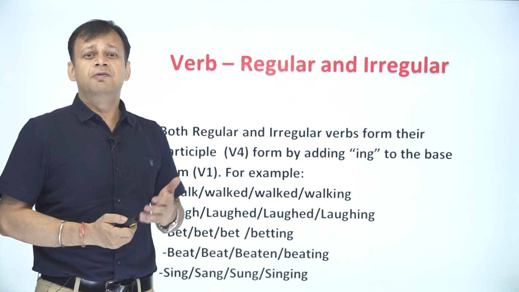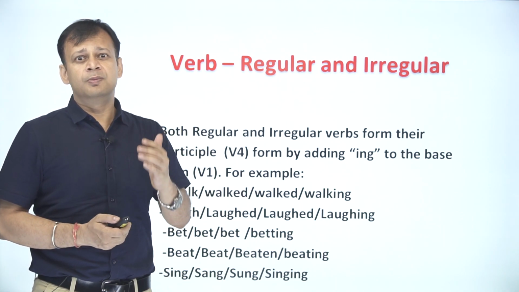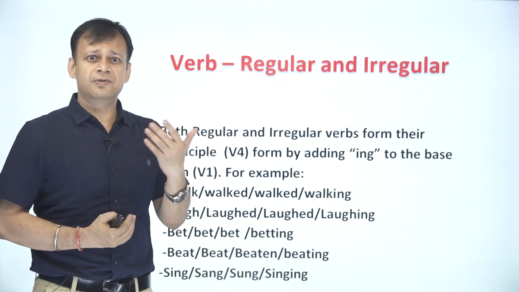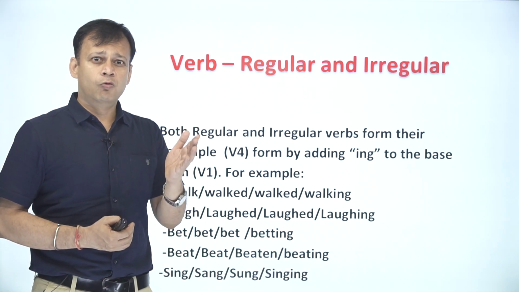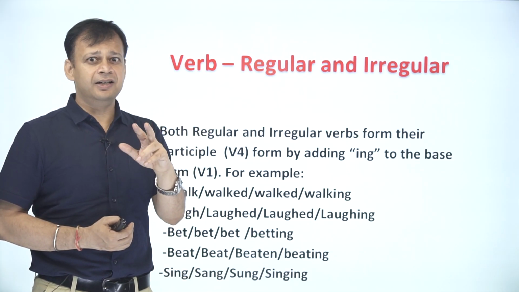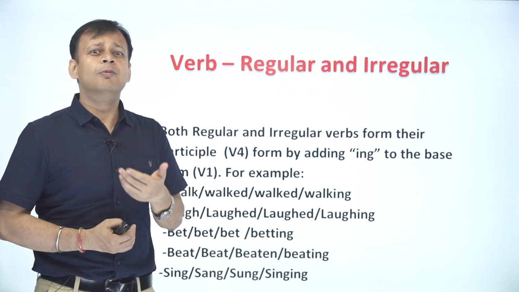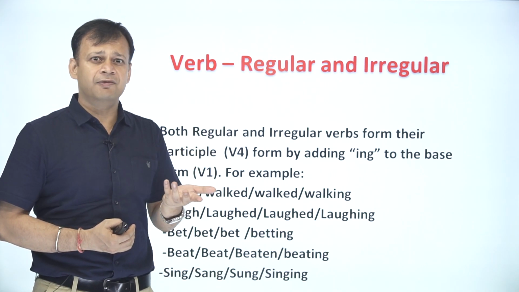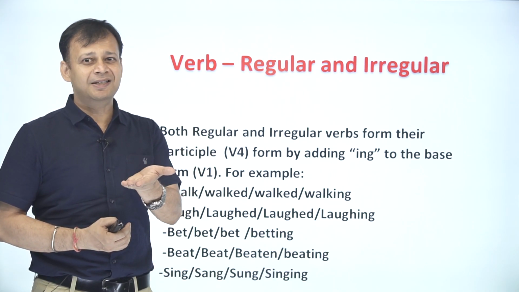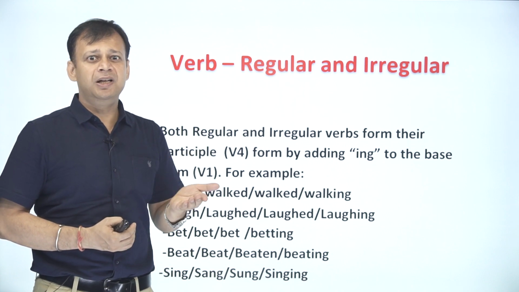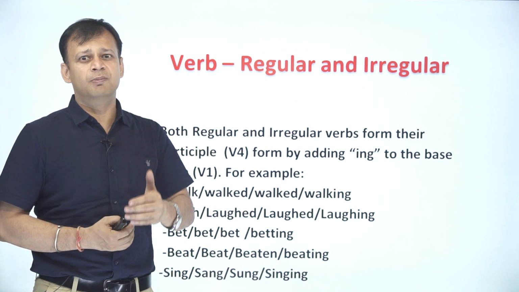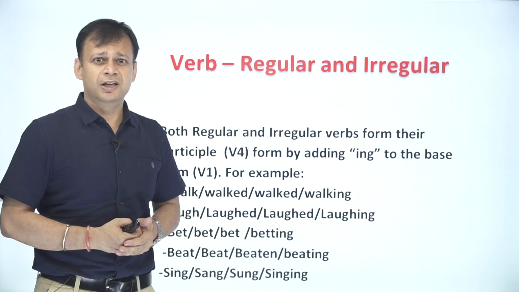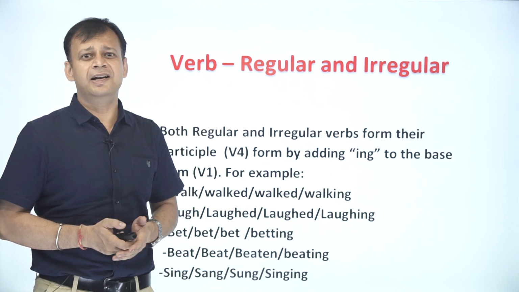Now let us look at the fourth and the fifth form. Both regular and irregular verbs form their participle, that is V4, by adding ing to the base form V1. For example, walk, walked, walked. The fourth form becomes the ing form, walking. Laugh, laughed, laughed, laughing. Bet, bet, bet, betting. Beat, beat, beaten, beating. Sing, sang, sung, singing. So we have understood how to form the V4 by adding ing.